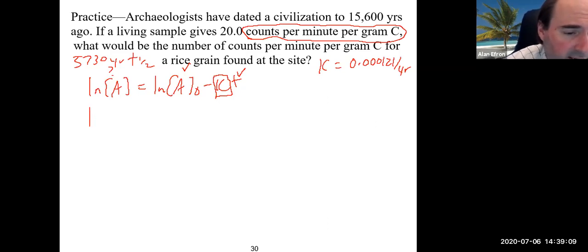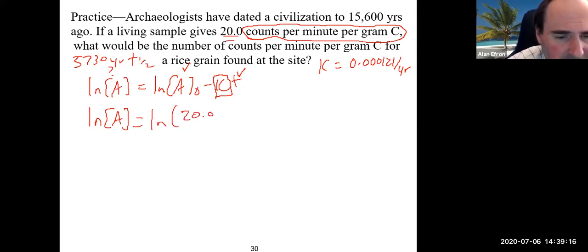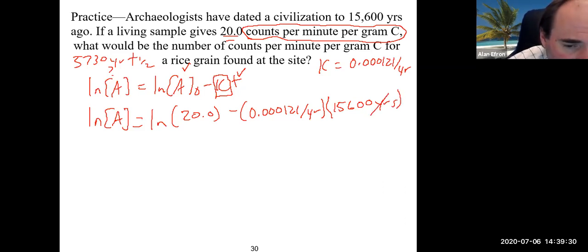So that means the natural log of A, which is what I'm looking for, equals the natural log of our initial counts per minute, which is 20, minus our decay constant that we calculated last time, which will be the exact same as it was here, times 15,600 years. In this case our time is okay because they are both in years. Not always the case, so you want to watch out to make sure that they are the same units.